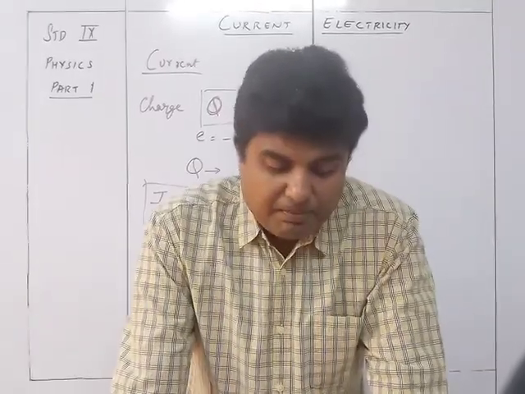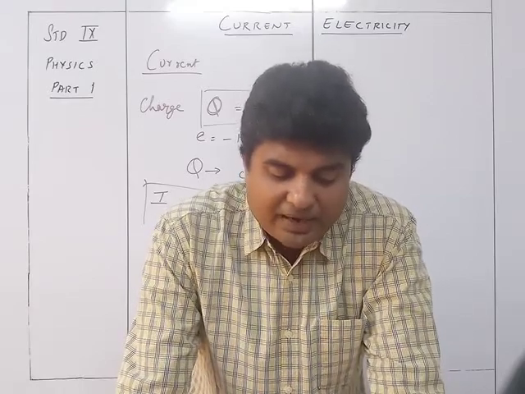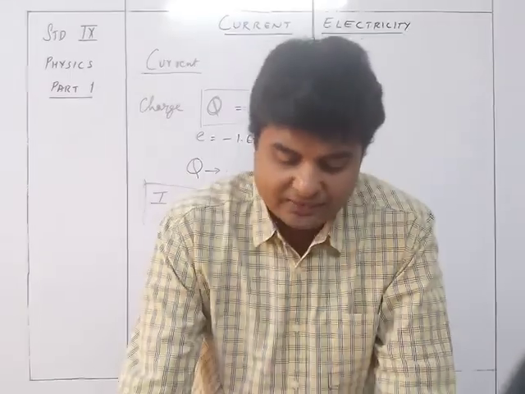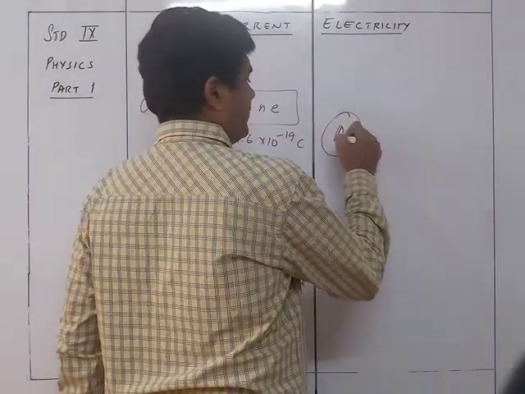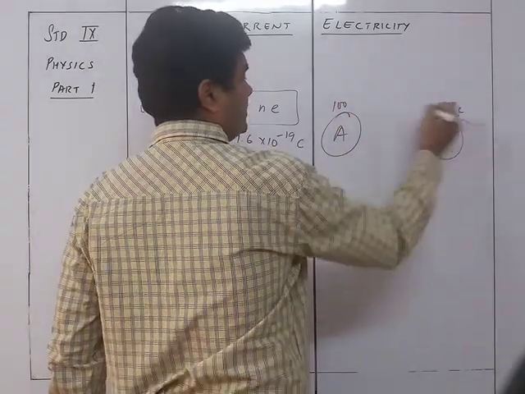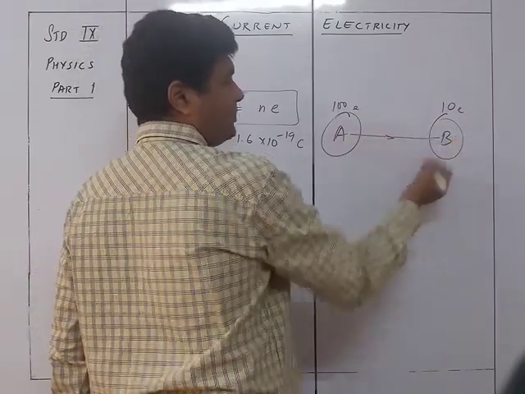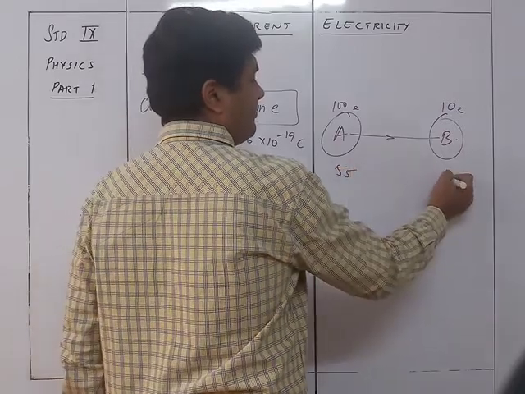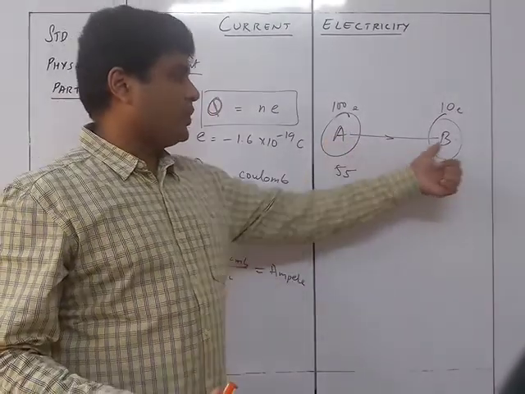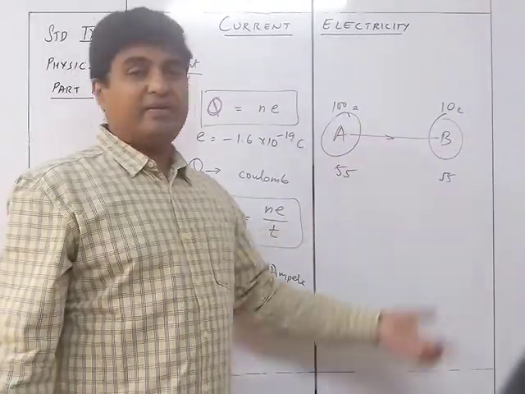The charges can be made to flow between them by suitable arrangement. For example, if two charged bodies are joined by a metallic wire, the electrons flow from the body with more electrons to the body having fewer electrons. Suppose this is body A and this is body B, and this has 100 electrons and this has only 10 electrons. If I connect a wire like this, then electrons will automatically pass from here to here until both of them have 55 electrons each, because the average is 55. So 45 electrons from here will go here. At the end of this transfer of electrons, both will have the same number of electrons.